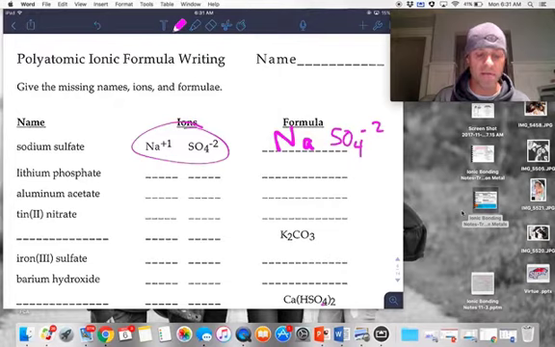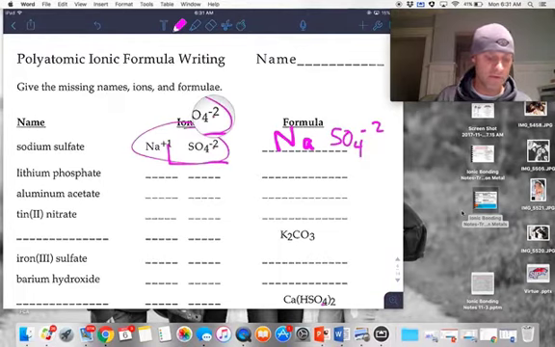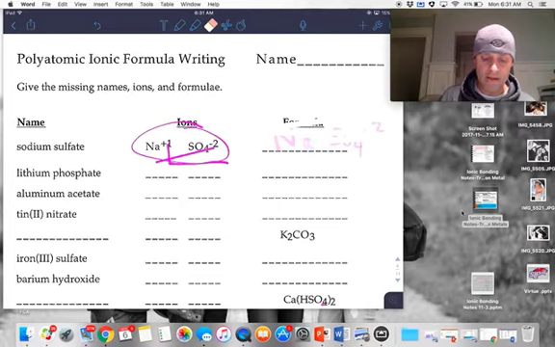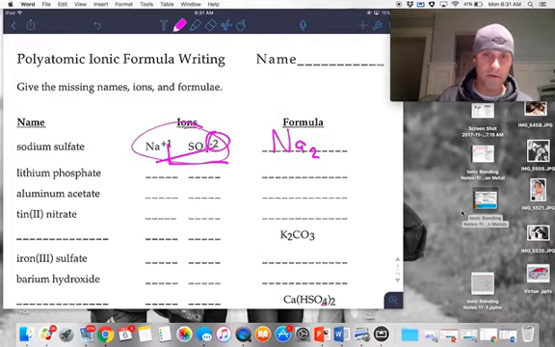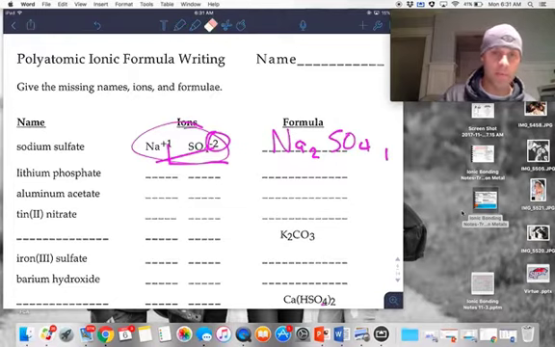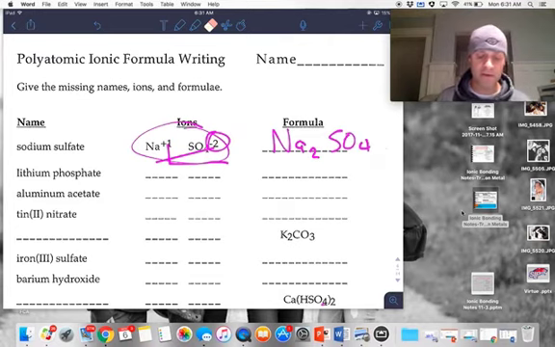Those aren't going to balance. I'm going to have to drop and switch. So the 1 is going to drop and switch over here. The negative 2 is going to drop and switch over here. So when I write that formula, it'll be Na2, that dropped from here, SO4, and that 1 will drop here, but remember, we don't need a 1. That's redundant, so we can make that disappear, and that's my formula.